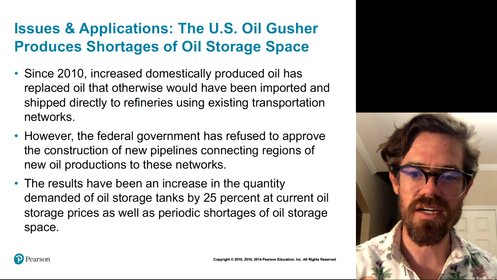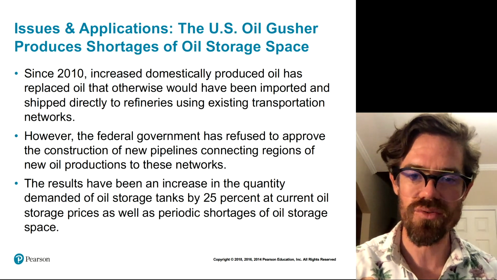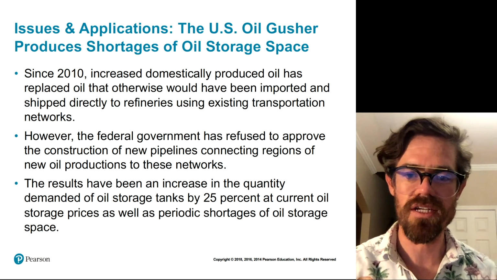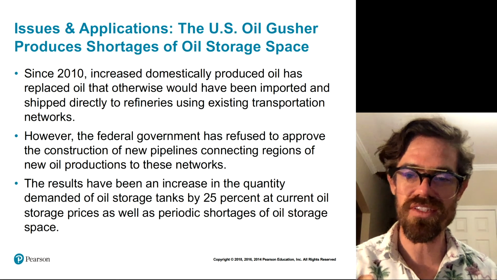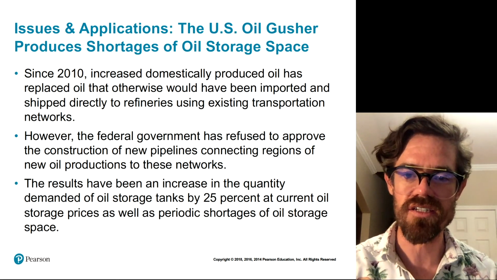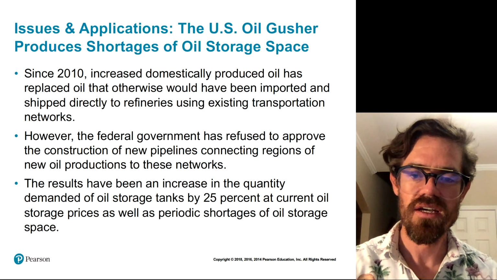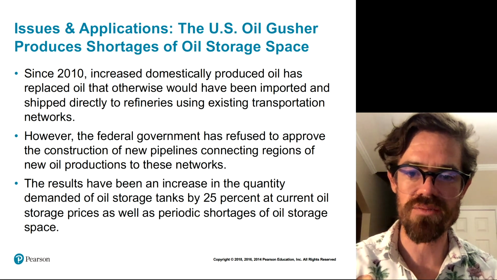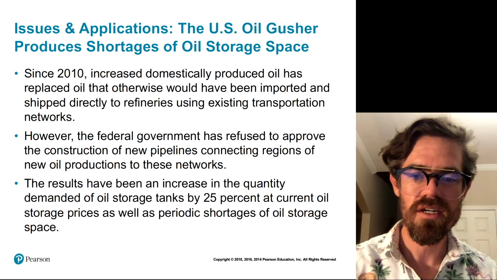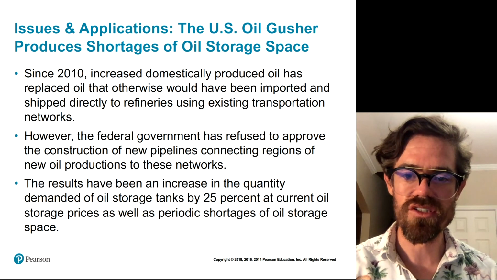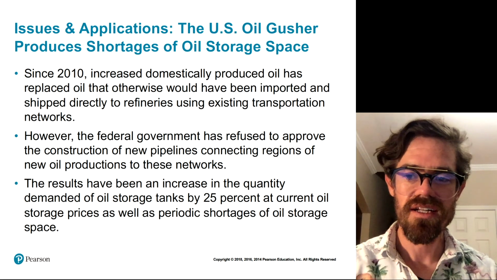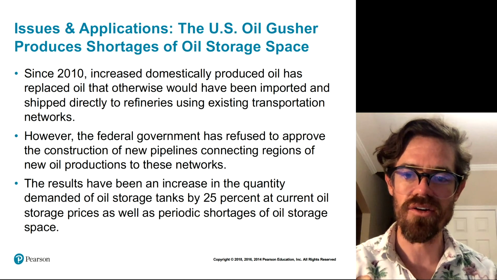And the result of this has been an increase in the quantity demanded of oil storage. So one way to get around this issue of transportation is by increasing storage. So this is a substitute. So there's lots of the things we've learned about going on in this example, right? There's supply issues. There's substitutability between transportation of the oil and storage of the oil. So that's led to an increase in the demand for oil storage tanks, an increase in demand by 25%. It's also led to periodic shortages of oil storage space. Okay, so lots of the things that we've talked about are going on in this example.